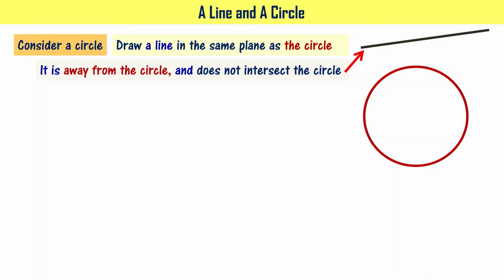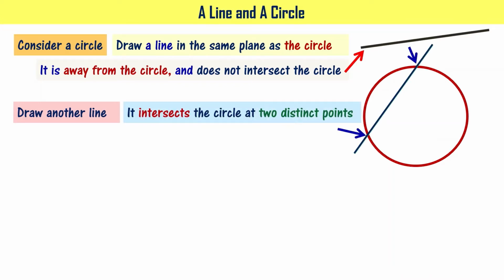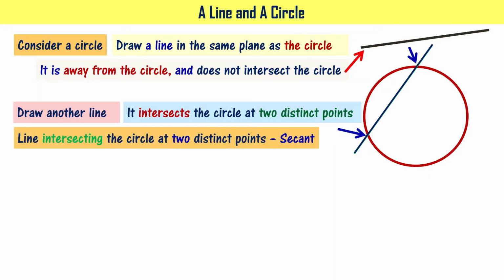Now let me draw another line. As you see here, this particular line is intersecting the circle at two distinct points, right? A line intersecting the circle at two distinct points is called a secant. Please note this point.